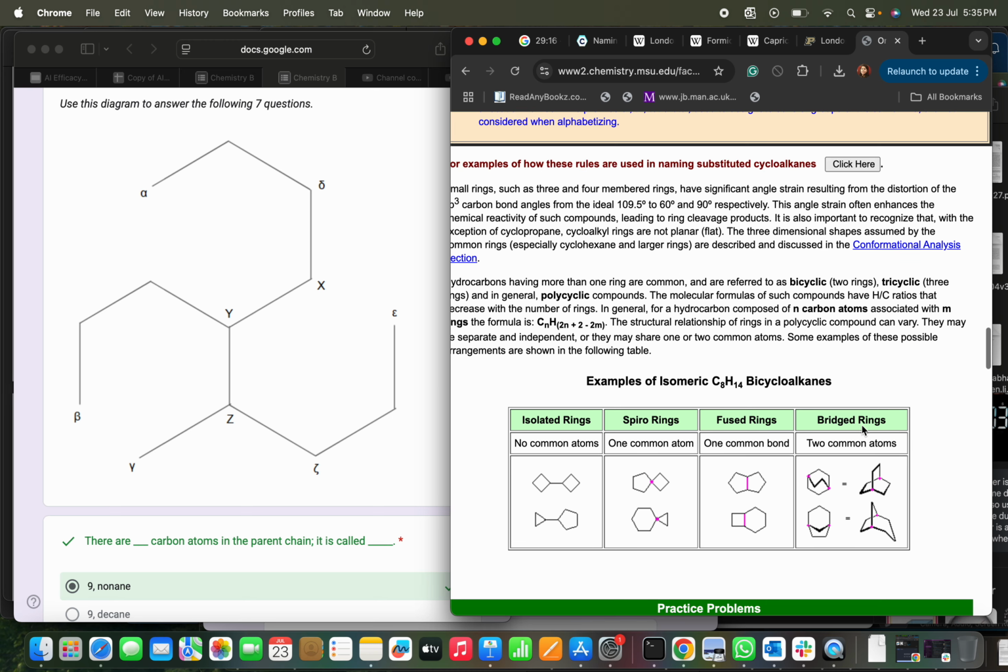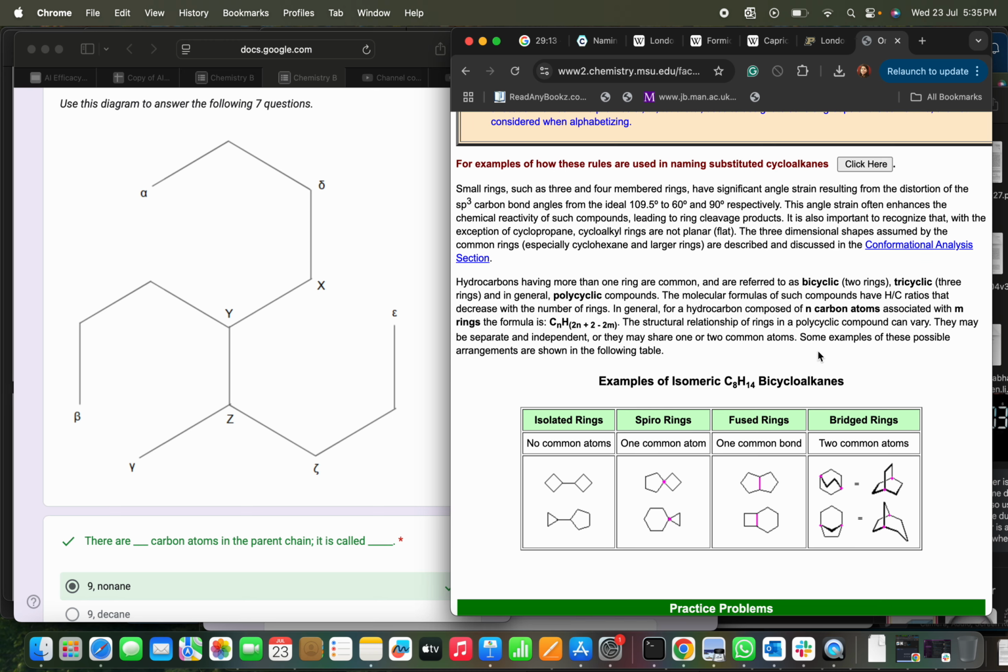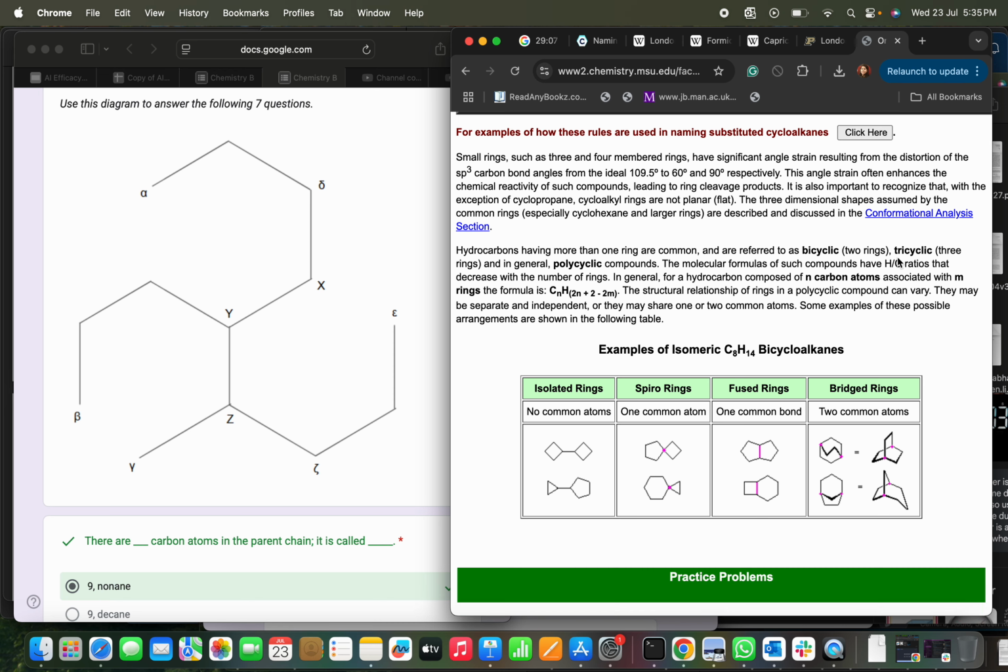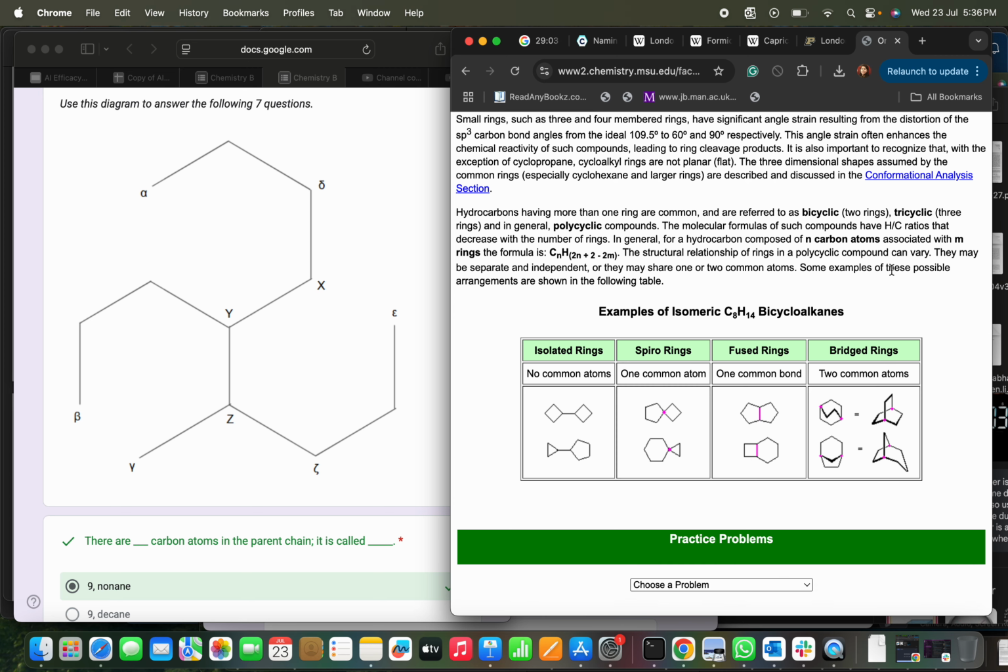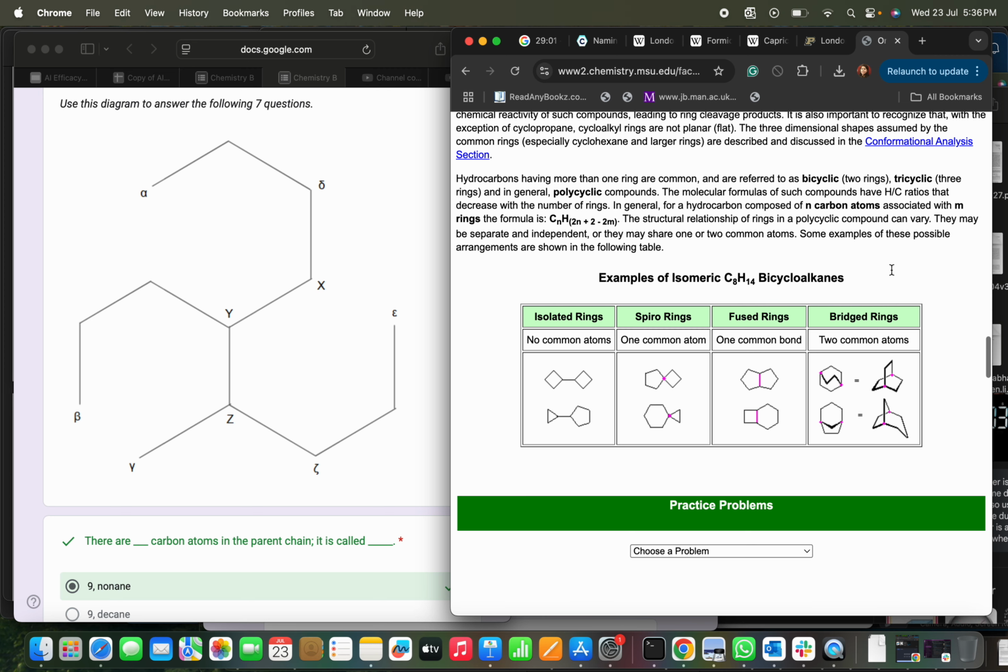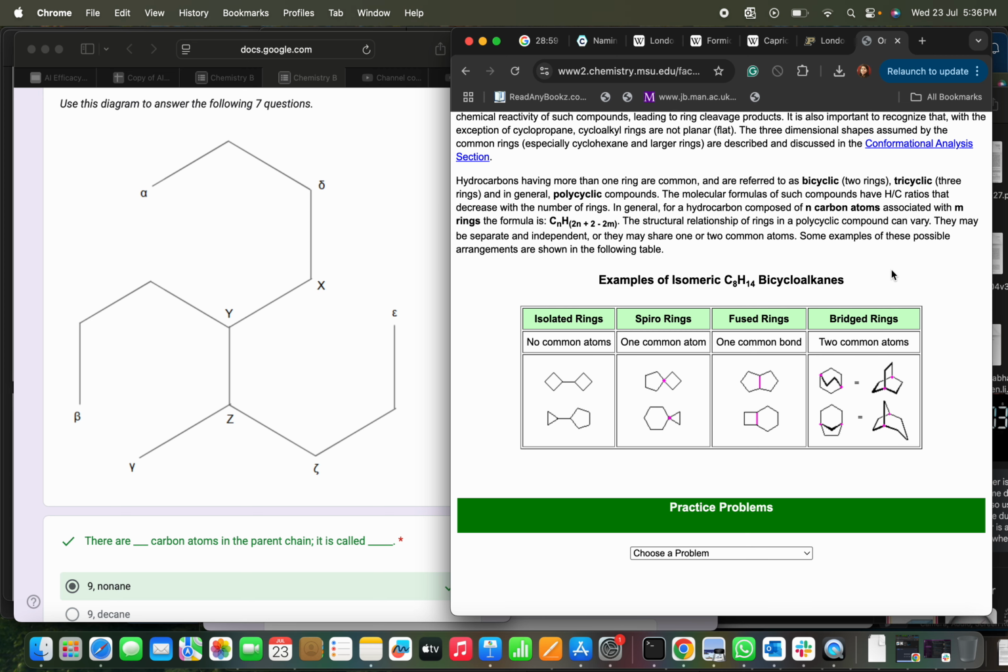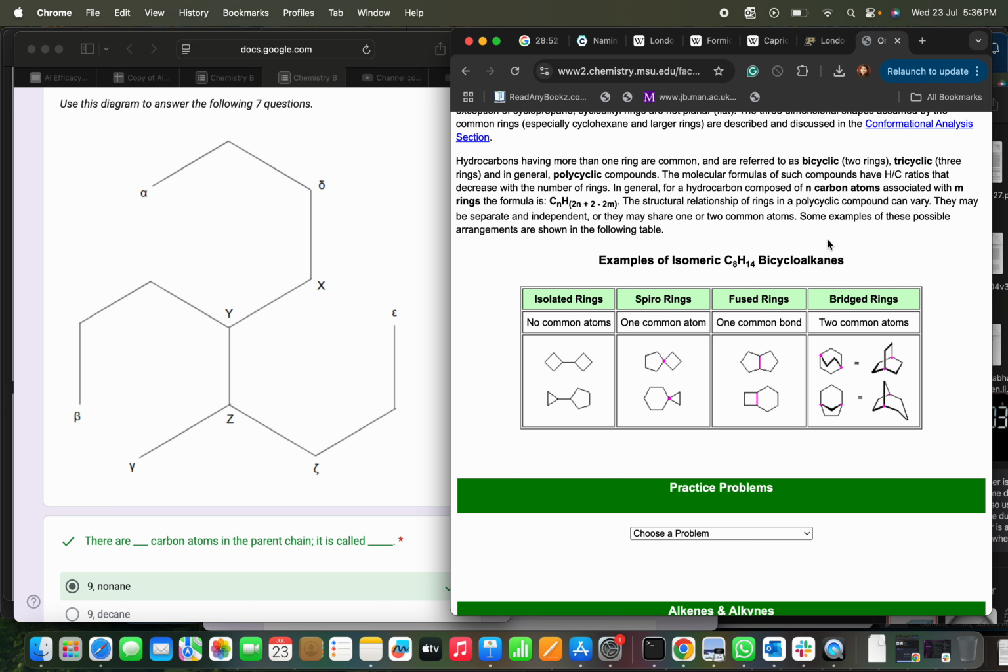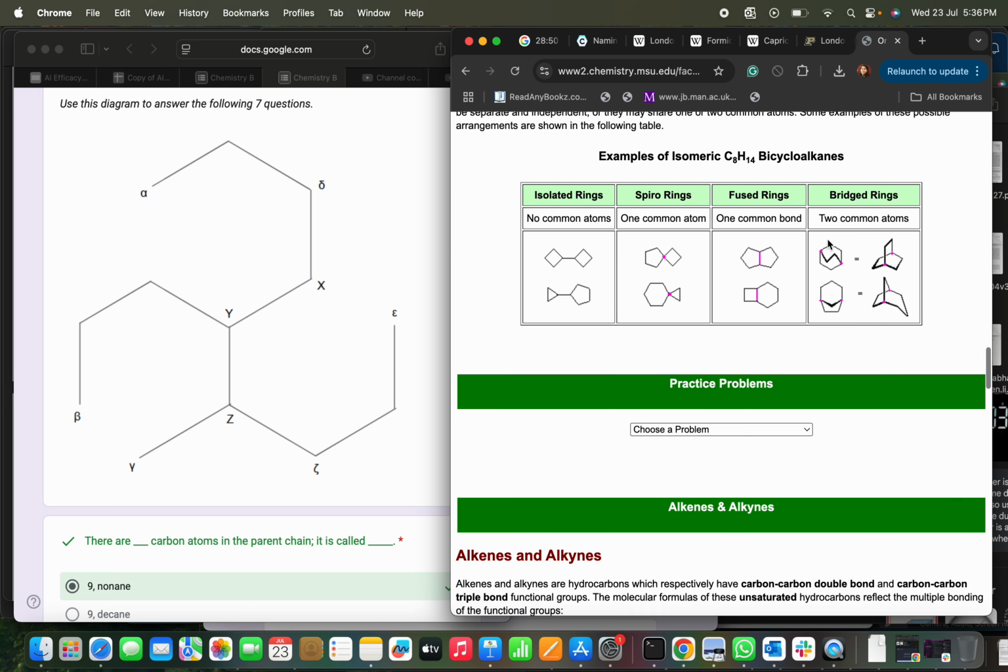Fused rings. More than one ring is common, and these are bicyclic, tricyclic rings or polycyclic compounds. The molecular formulas of these compounds have H to C ratios that decrease with the number of rings. In general, for a hydrocarbon of n carbon atoms associated with m rings, the formula is CnH(2n+2-2m). For the structural relationship of rings, they may be separate.